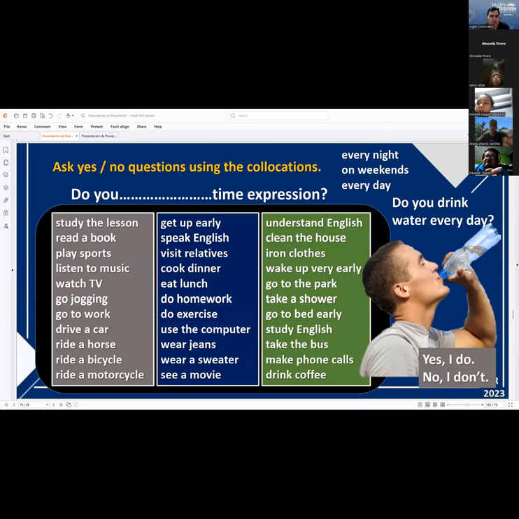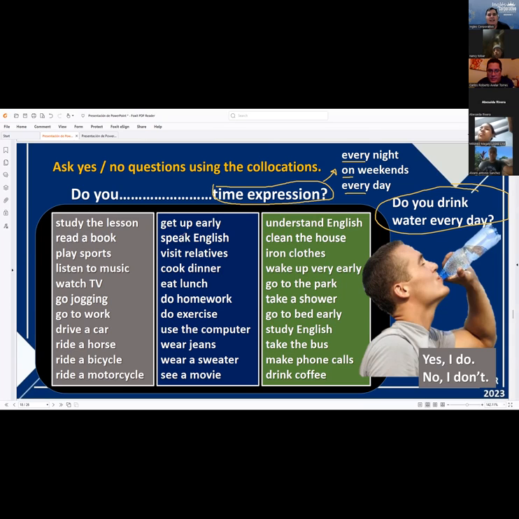Practice asking questions using this. But what's the difference? We're going to use every night, on weekends, or every day, like the example here. The example says, do you drink water every day? Study the lesson. Do you study the lesson and the time expression? The time expression is every day. Do you study the lesson every night? Every day. Every night. Or every day.